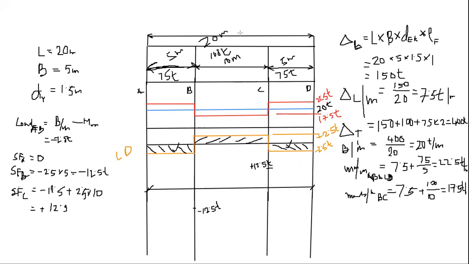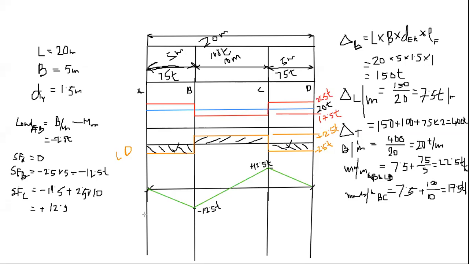So now we can construct our shear force diagram. We can draw a line up to here, and then we extend, join these two lines, and then we join these two points. So this is the SF diagram. Now from here we construct our bending moment diagram.